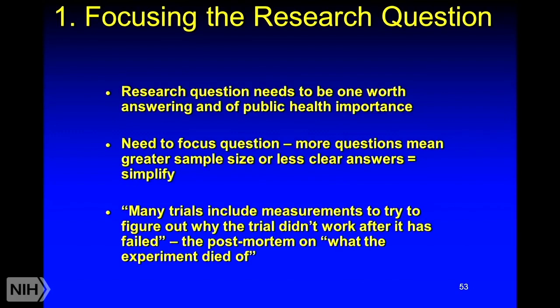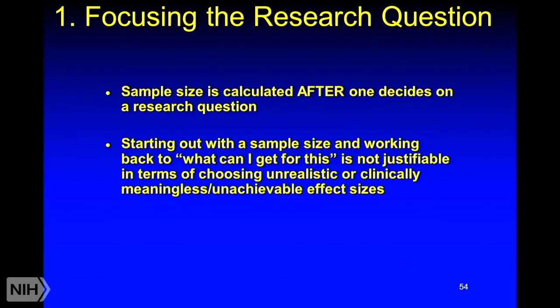So the research question we already talked about needs to be one that's worth answering, but focusing it on a more homogeneous population actually allows you to have less variability in the data. So if I only do a study in people over 65, the data is going to be more homogeneous than if I do a study that goes from neonates all the way to 95-year-olds.